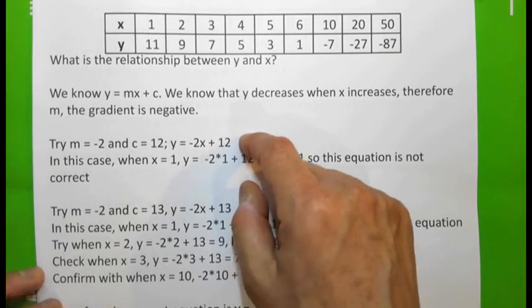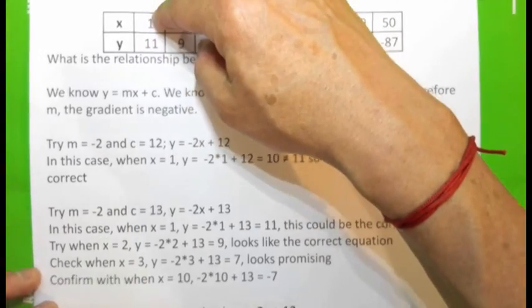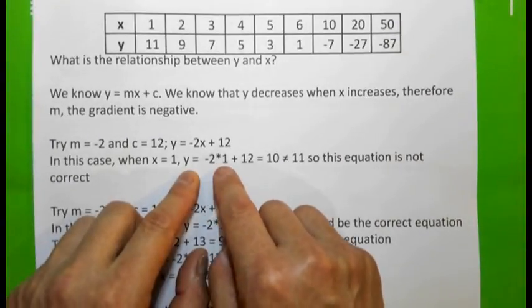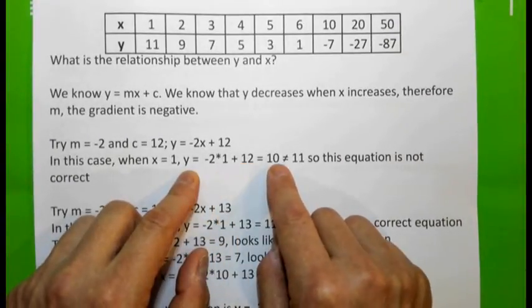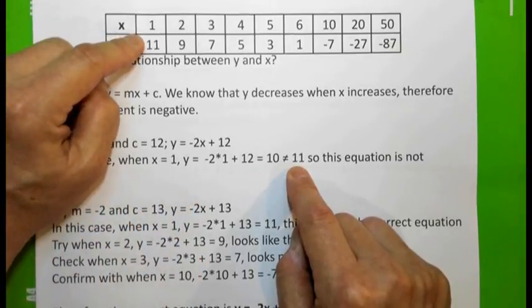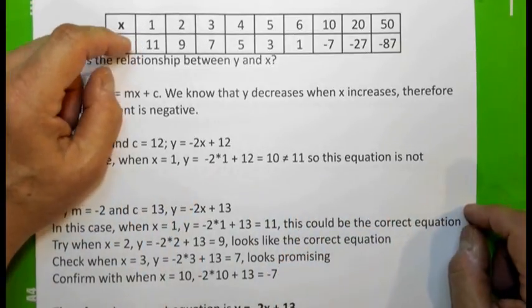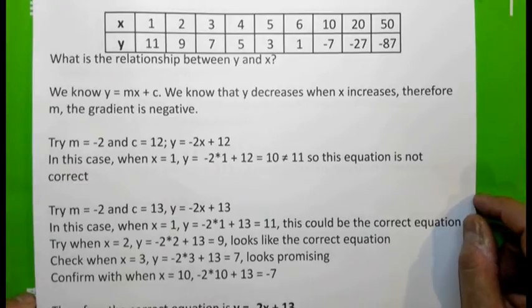This is just a guess. So when we substitute x equals 1 into this equation, y is minus 2 times 1 plus 12. That is 10. That does not equal 11. So this is not the correct equation. Try again, repeat the same process.